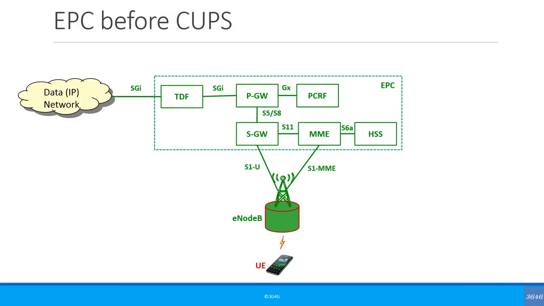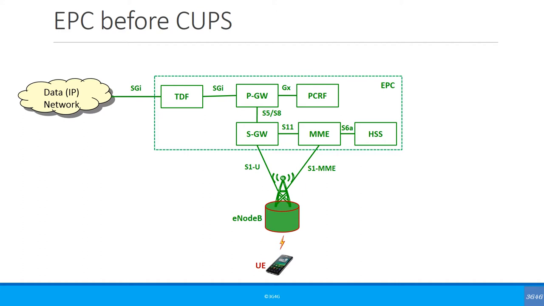Now this is a slightly more expanded version of the LTE architecture we looked at in the previous slide. You can see that I'm showing a few new entities which I didn't show in the simplified architecture. You can see the PCRF, the HSS, the TDF, and you can also see the names of the interfaces along with these new entities.